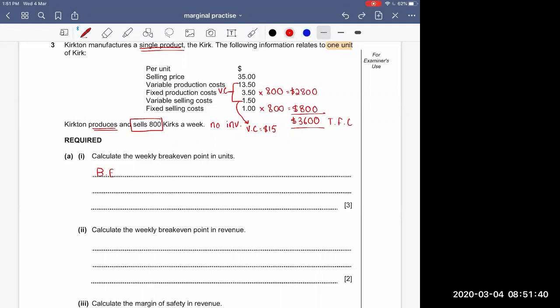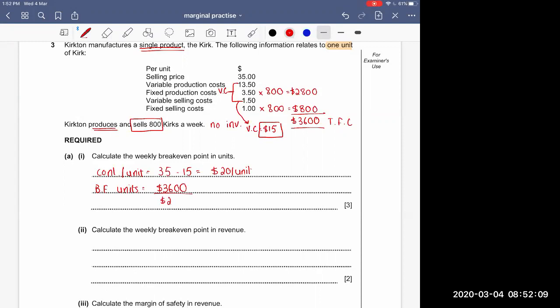And how do we calculate contribution per unit? It's selling price minus variable cost. What is our selling price? It's 35 minus variable cost of 15. So contribution per unit comes to 20. Total fixed cost 3600 divided by contribution per unit. 3600 divided by contribution, which is $20 per unit.